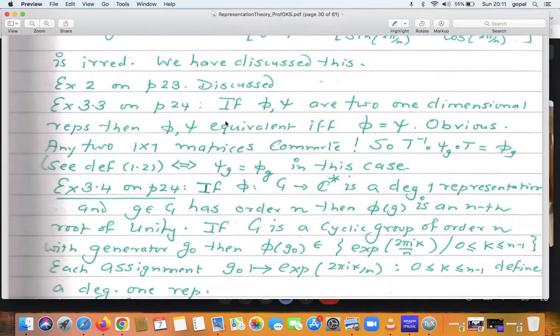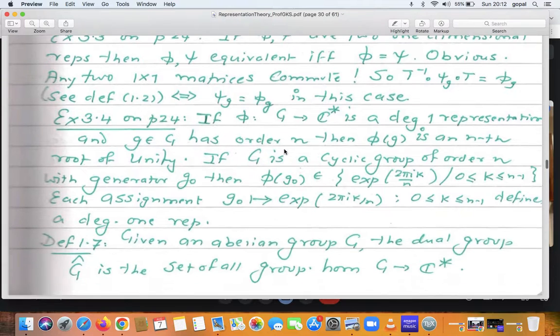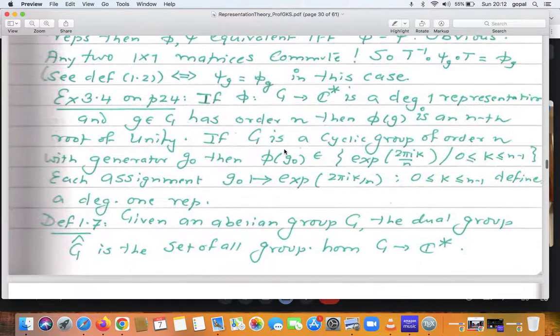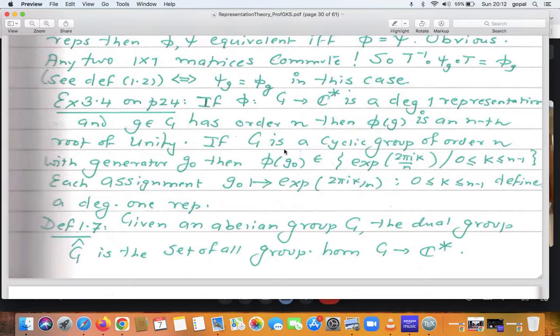Exercise 3.3 on page 24. If phi and psi are two one-dimensional representations, then phi and psi are equivalent if and only if they are equal. Equivalence and equality are one and the same for degree 1 representations. And this is a completely trivial exercise, but anyway, it is here for records. And then the next exercise is about the dual group of a cyclic group, and the dual group of a cyclic group is again a cyclic group.